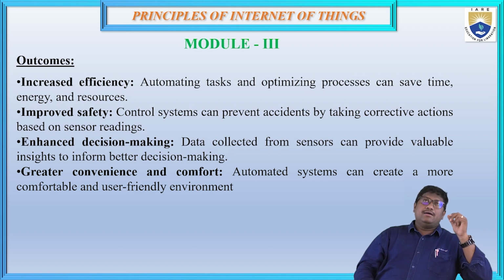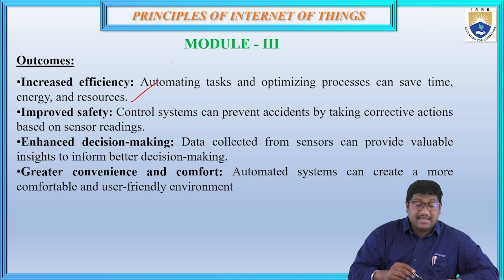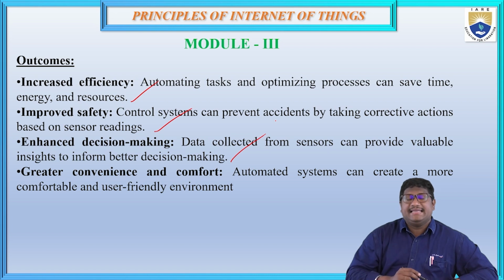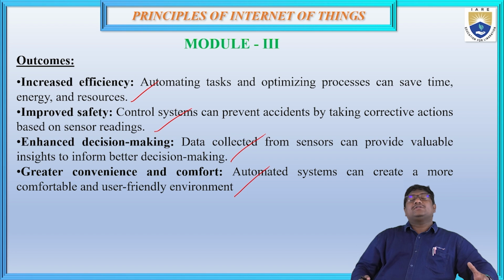First, let me tell you a thing here in the outcomes. These particular outcomes are based on the application of IoT. For example, in an IoT system, home automation can be taken as an example, which increases the efficiency and also improves the safety, which is used for enhancing decision making and also for greater convenience and comfort. These are the four different outcomes which are going to be generated after successful completion of learning about this particular module called controlling hardware and sensors.